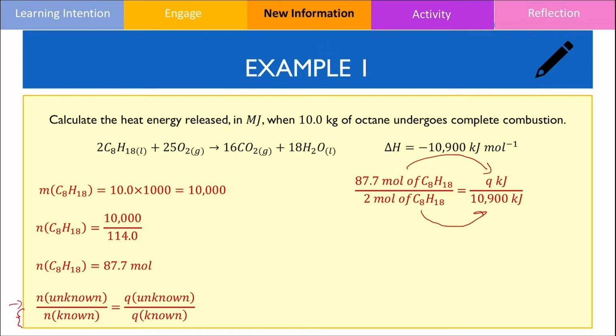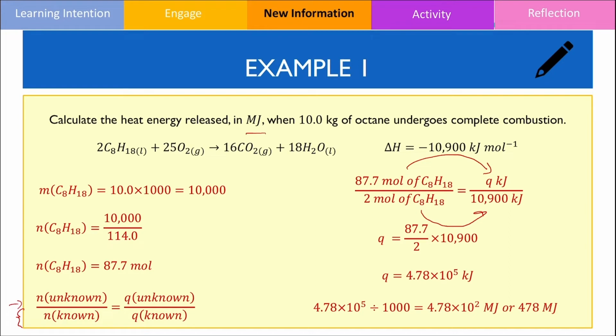To solve for Q, we multiply both sides of the equation by 10,900, and if we enter these values into the calculator, you're going to get an answer of 4.78 times 10 to the power of 5 kilojoules. This value indicates the amount of heat energy released by 10 kilograms of octane. However, because the question wants us to express this value in megajoules, we can do this by dividing our answer by 1000, giving us a final answer of 478 megajoules.